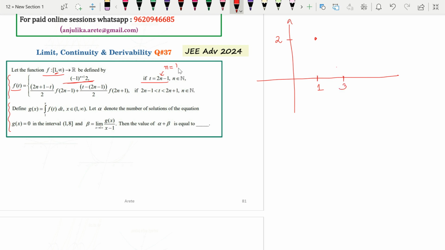You put the next odd number. The next odd number you will get when you plug in n is 2. 4 minus 1, that's 3. Now you plug in negative 1 to the power 2 plus 1, that's 3. So you get what? Minus 2. So just have a minus 2 over here.